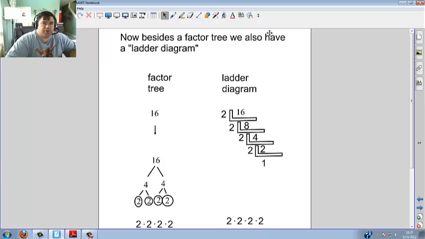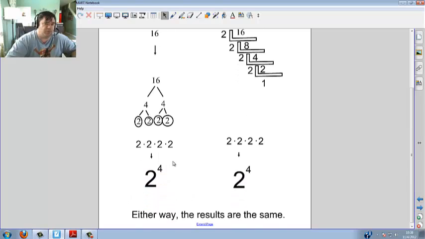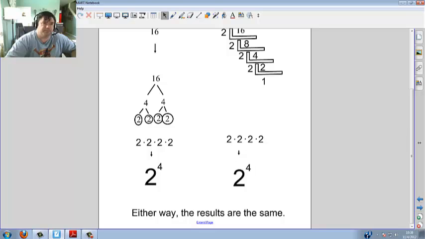Well, besides a factor tree, we also have a ladder diagram, also very popular with Algebra 2, so I want to show you this now. As the factor tree goes ahead and splits 16 into smaller bits, the ladder tree does the same, but you get to pull out prime factors like 2 and so on. Notice how with the 16 I pull a 2 out and I get 8. Pull a 2 out and get 4, pull a 2 out and get 2, pull a 2 out and get 1. And so I have 4 2's this way or 4 2's that way. Either way, it's 2 to the 4th power. The results are the same.